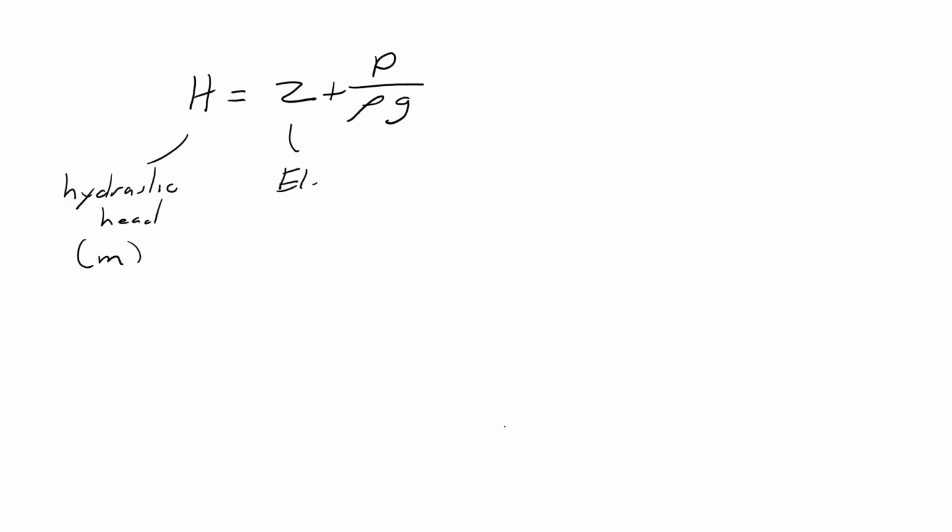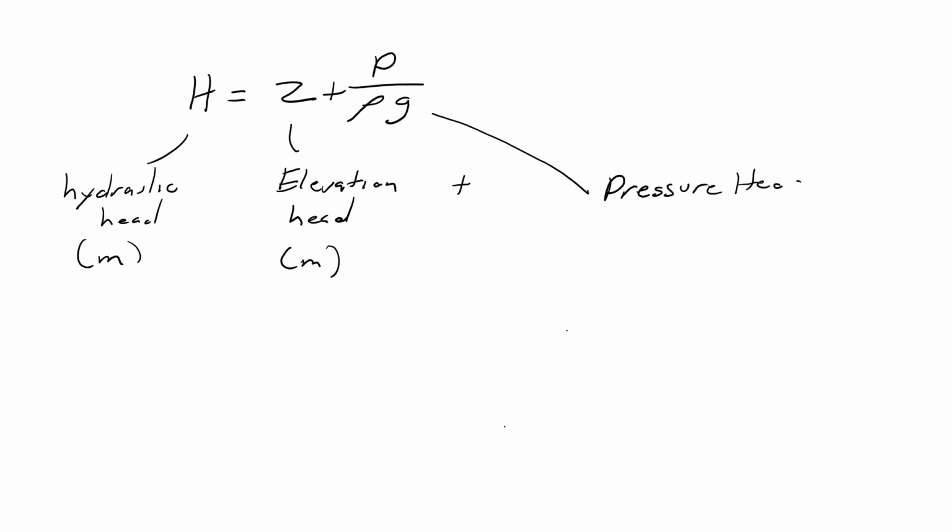Let me just write this out on the next page again. So we have H equals Z plus P over density gravity. Again, this is called our hydraulic head. Its units are meters. This is called our potential energy term, but it ends up being simply an elevation. So we call this the elevation head, also in meters, plus our final term, which is called our pressure head, which is also measured in meters.